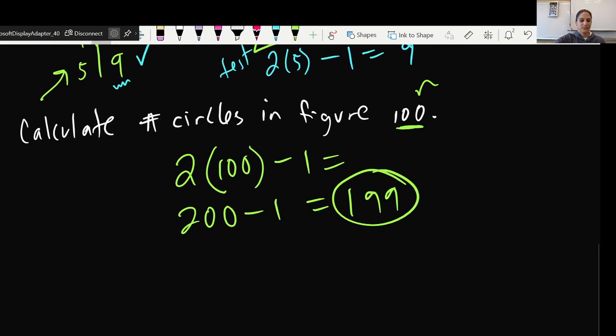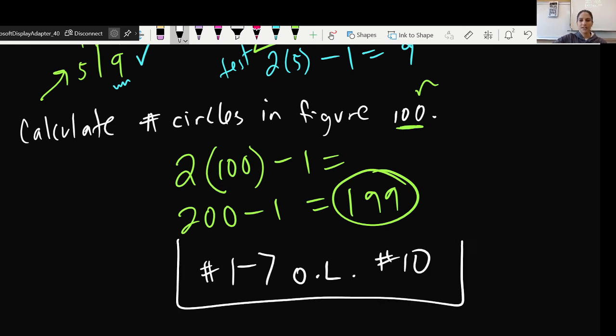Pretty okay? So we would be doing numbers 1 to 7, the odd letters, and number 10 for this section.